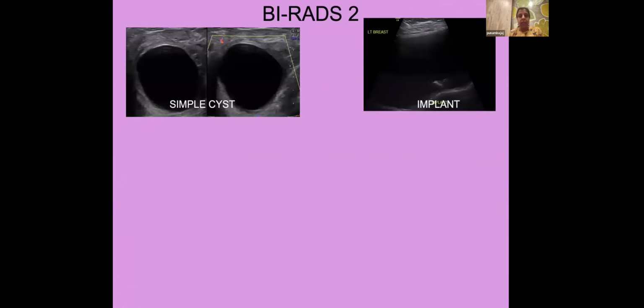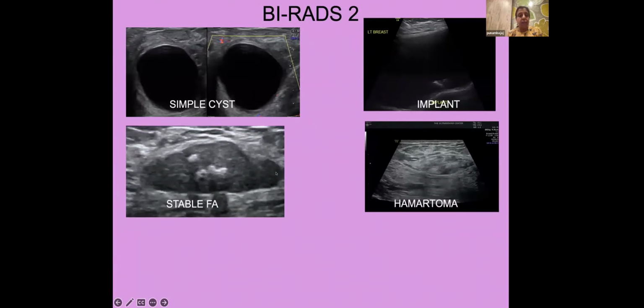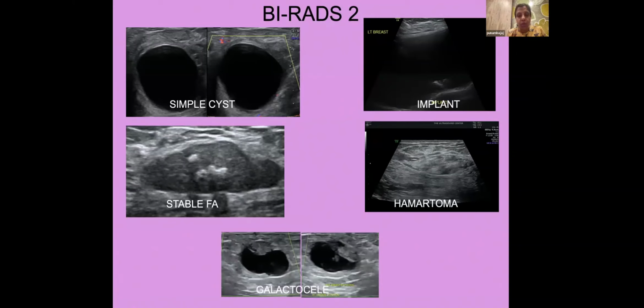And let's see some examples of this. The first is a simple cyst. We already saw what that looks like. Implants are also BIRADS 2. A stable fibroadenoma, which has been downgraded after looking at it for 2 years from the time of first detection. You downgrade it if there is no significant increase in size, then it's a BIRADS 2. A hamartoma, a circumscribed lesion with an echogenic capsule, and echogenic internal or heterogeneous, predominantly echogenic contents, is a hamartoma. It's a BIRADS 2, and does not need to be followed up.